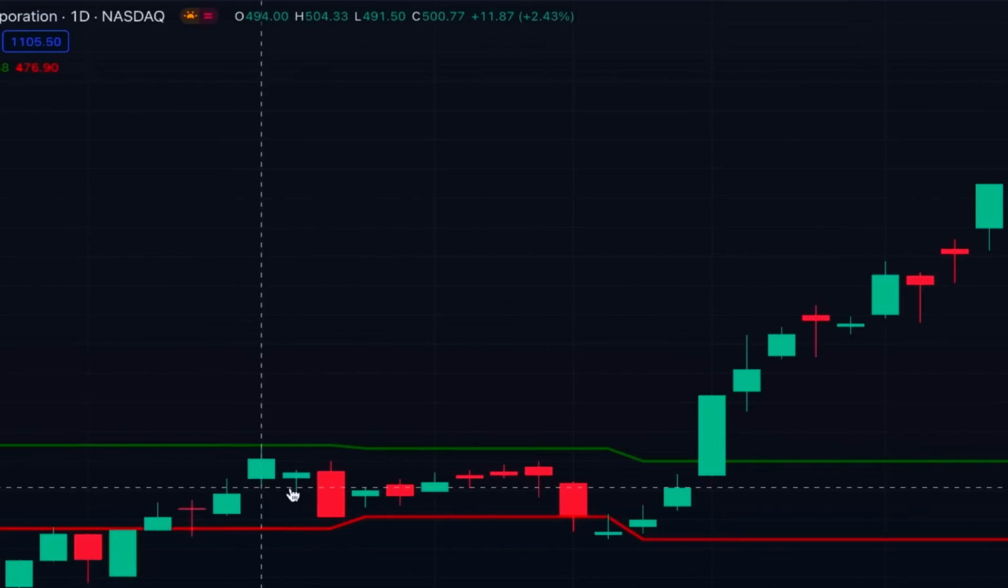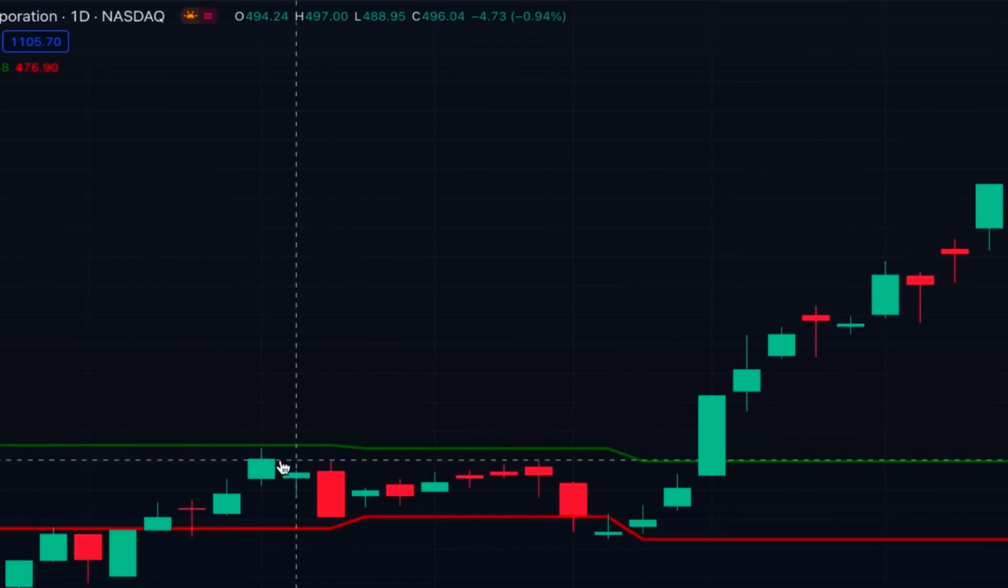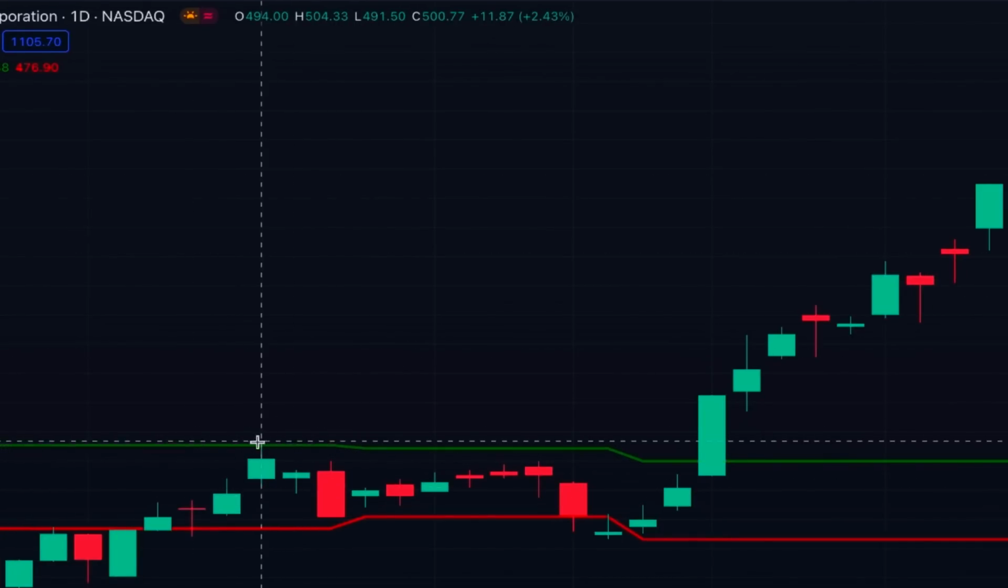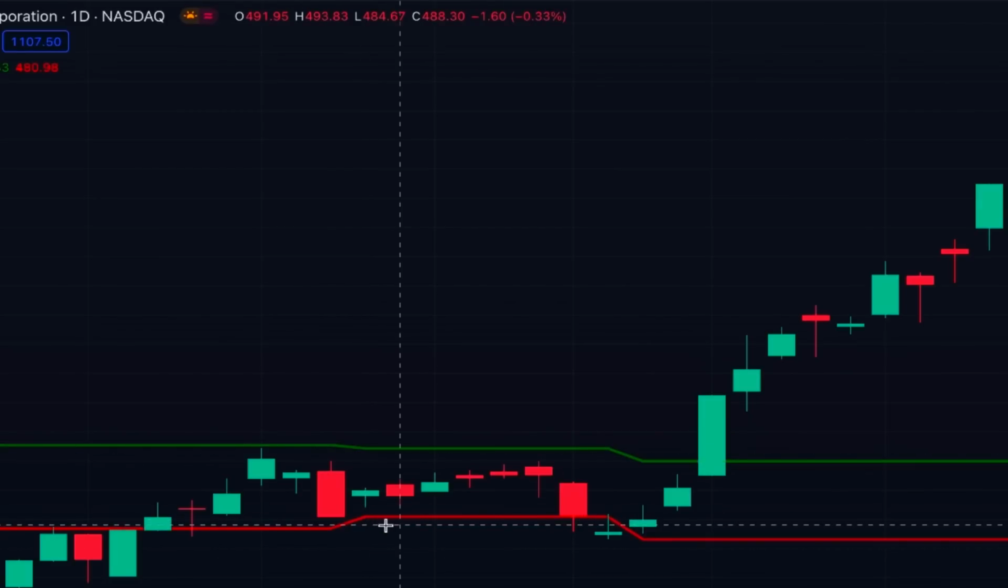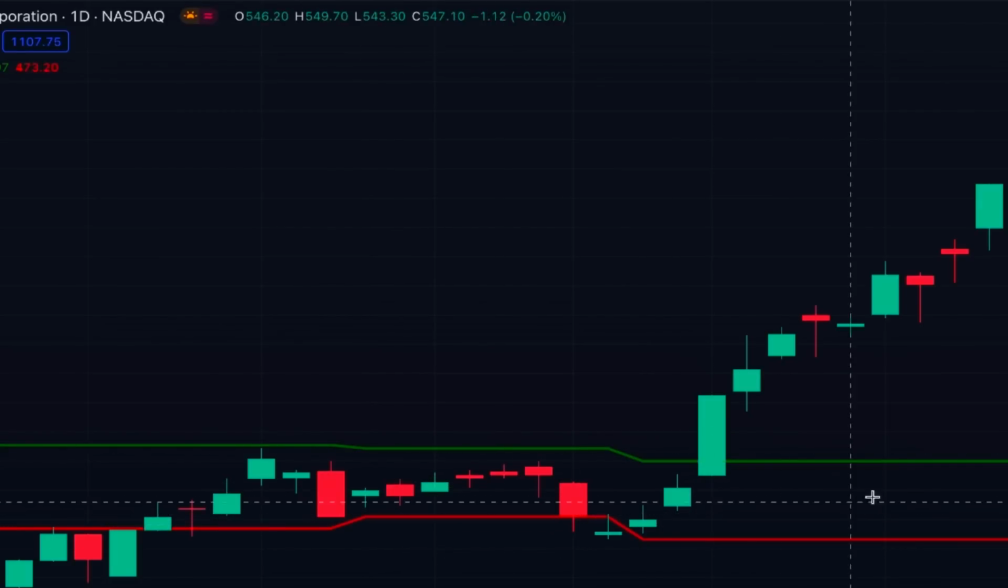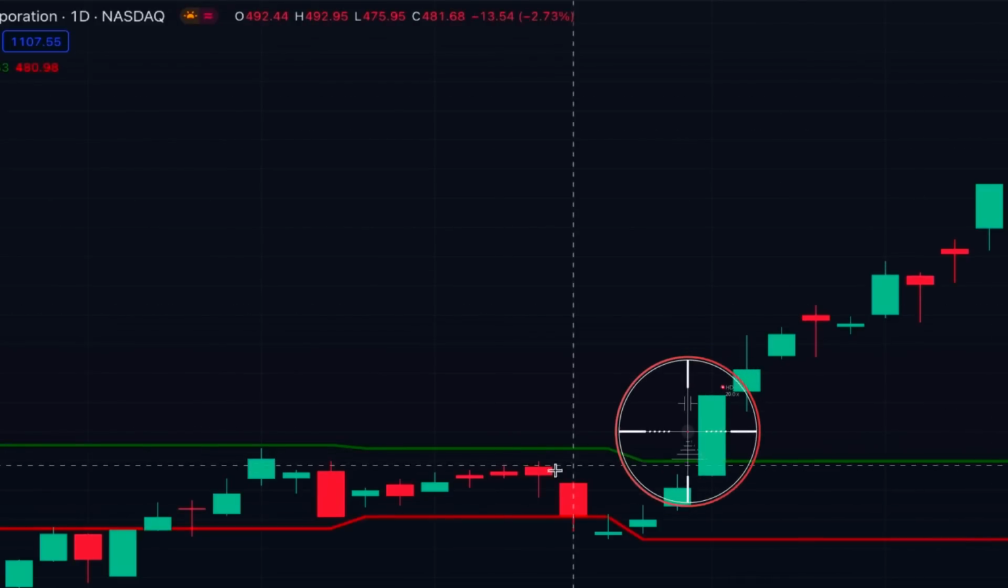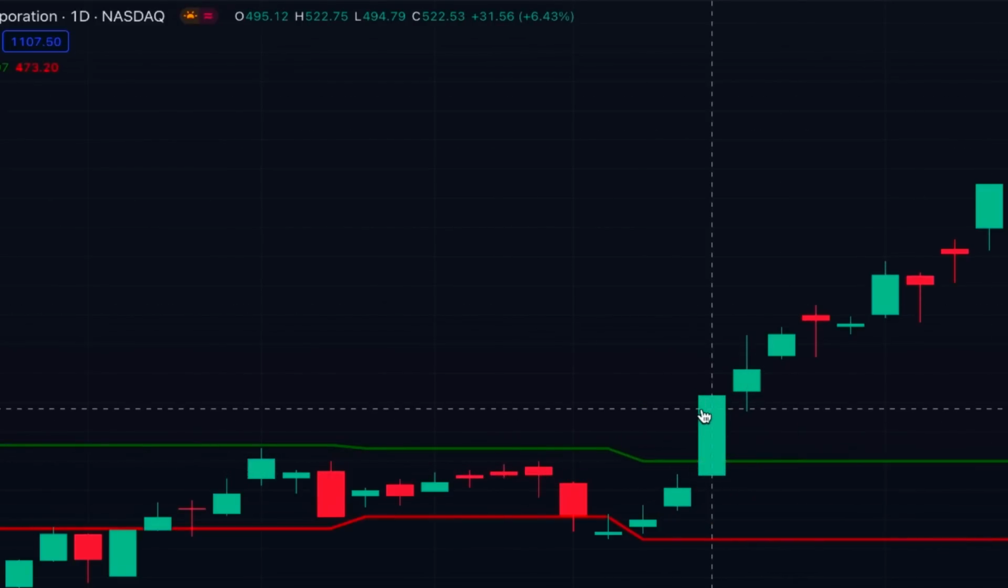Alright, if you remember, we drew a box here earlier at the beginning of the video, with the top of the box at this high and the bottom of the box at this low. You can see that the indicator has automatically drawn it for us, and the lines are also automatically adjusted based on the rules that I explained. When the price breaks above the top of the box, it's a buy signal.